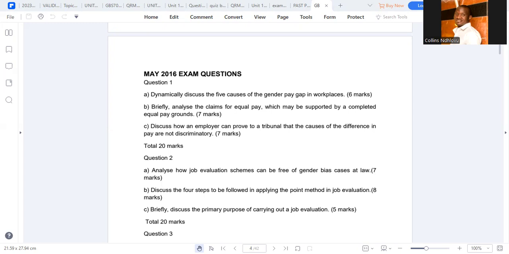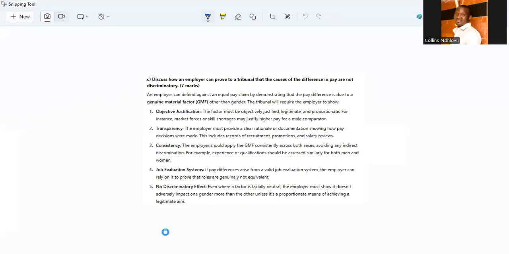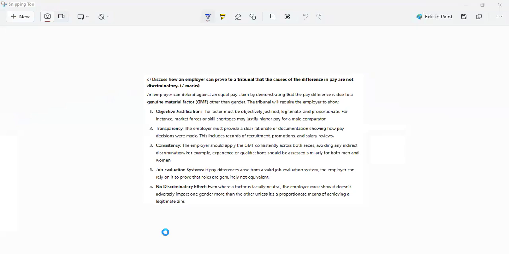So number one, here are some of the cases on the other side. Okay. Can you see the screen? Yes, it's clear. Okay.